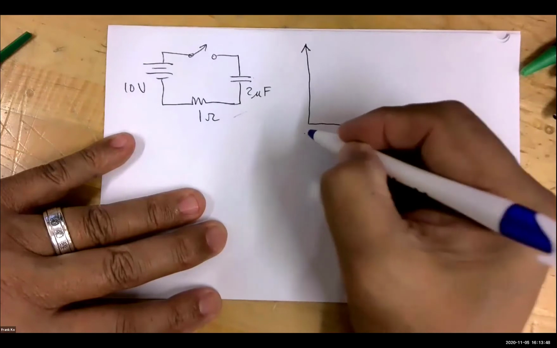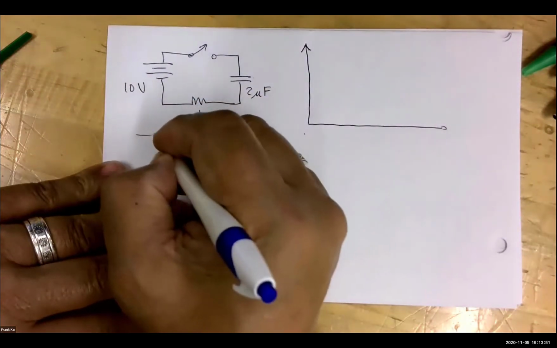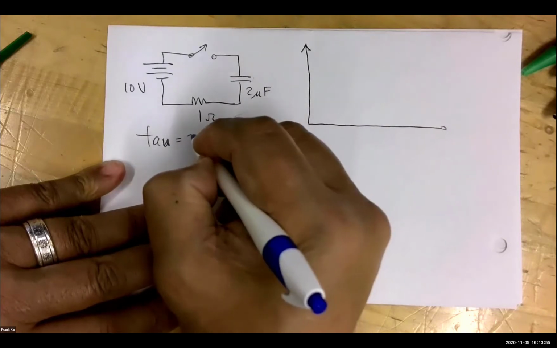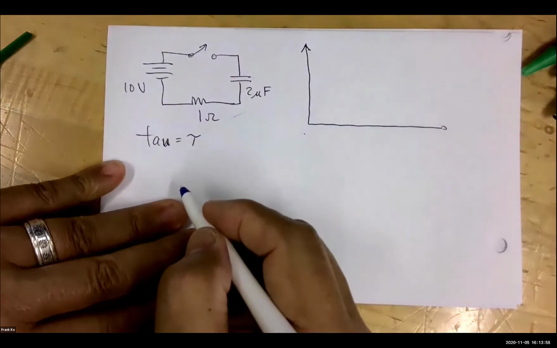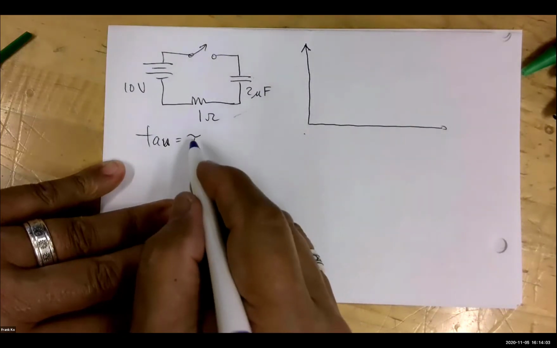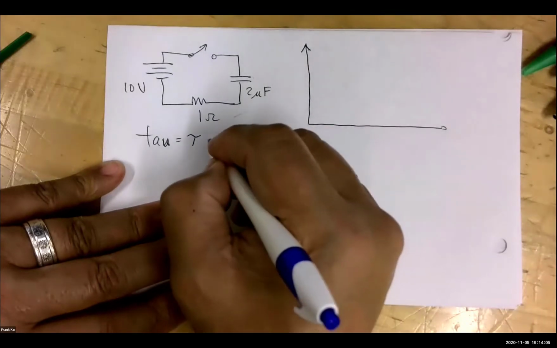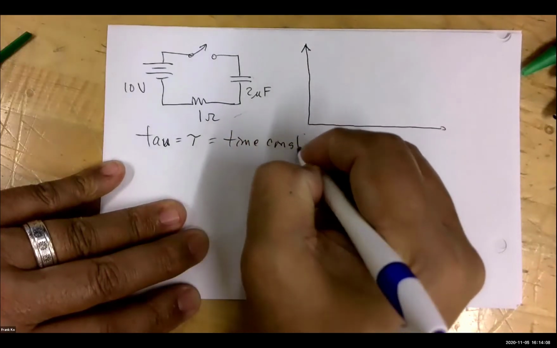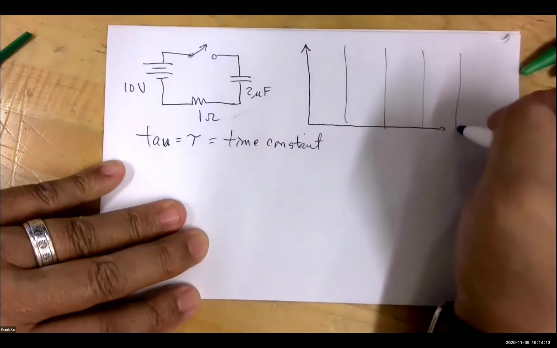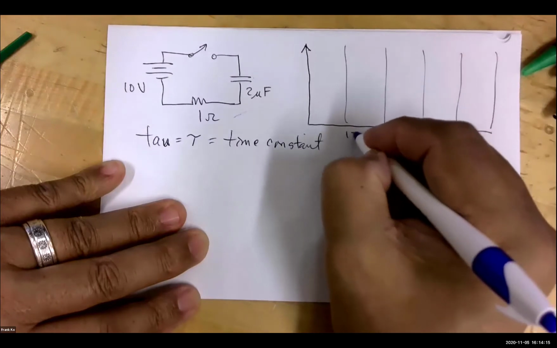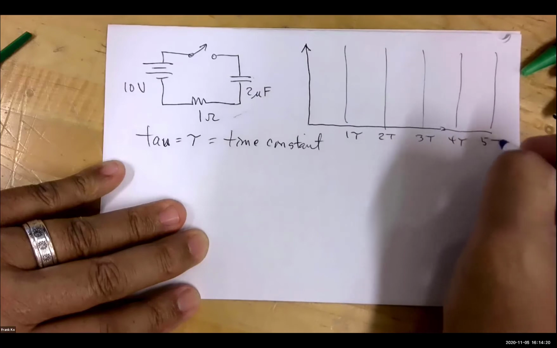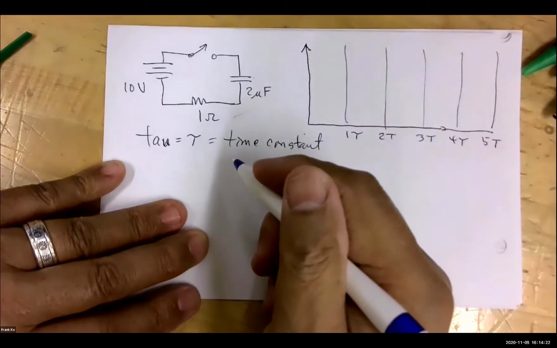The word for the symbol of time constant is tau, T-A-U, and the symbol looks like a cursive T, or like the letter pi without the 2 sticks coming down. And this is time constant, and it takes 1, 2, 3, 4, 5. So 1 tau, 2 tau, 3 tau, 4 tau, 5 tau. It takes a while for this thing to reach full charge.